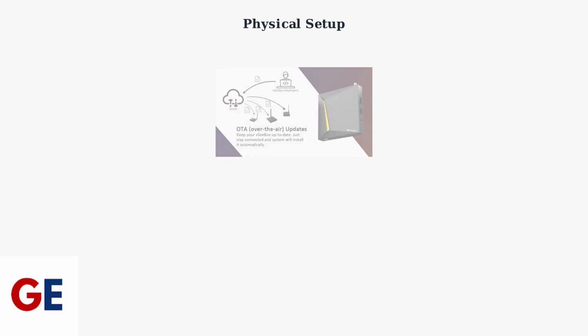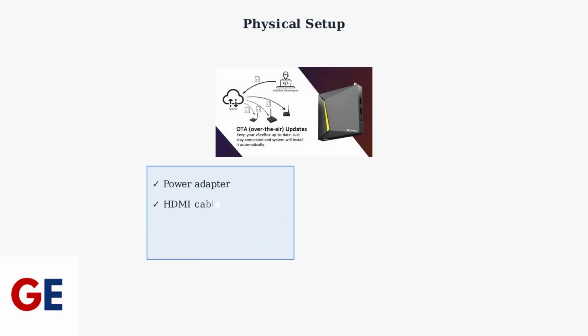Setting up your VSeeBox V2 Pro begins with the physical connections. First, connect the power adapter and HDMI cable to your device. Insert the Wi-Fi antenna and install two AAA batteries in the remote control. These physical connections are essential before proceeding to the pairing process.